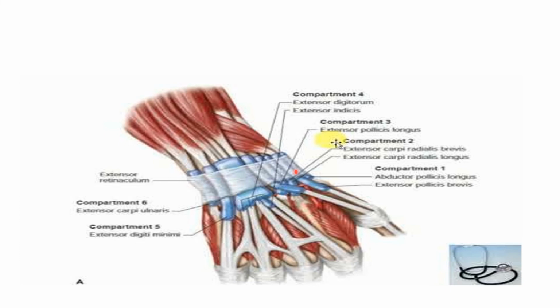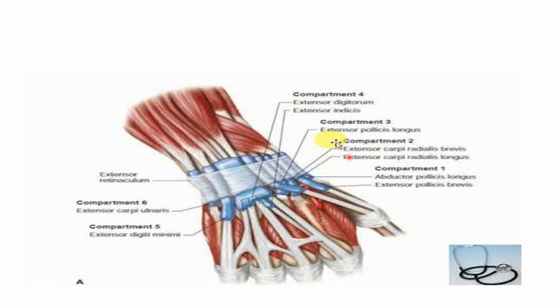This is the extensor retinaculum. At this stage, just memorize that the tendons of these extensor muscles pass deep to the extensor retinaculum, which is divided into 6 compartments. Compartment 1 includes the abductor pollicis longus tendon and extensor pollicis brevis tendon. Later you study it in detail. At this stage just memorize that there are 6 compartments, and memorize the names of the tendons that pass through each compartment. So in compartment number 1 the abductor pollicis longus and extensor pollicis brevis pass.